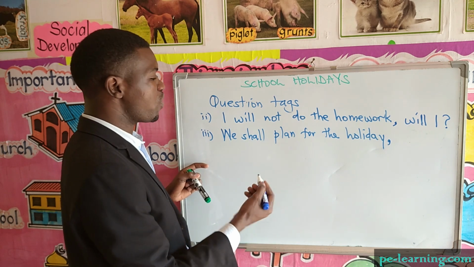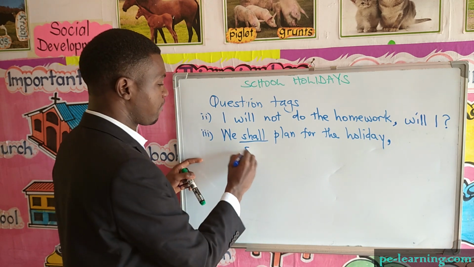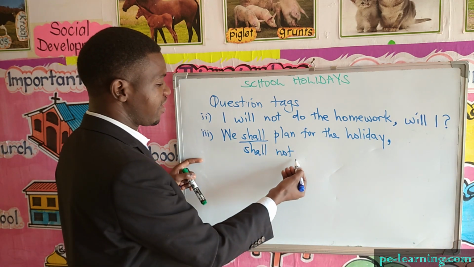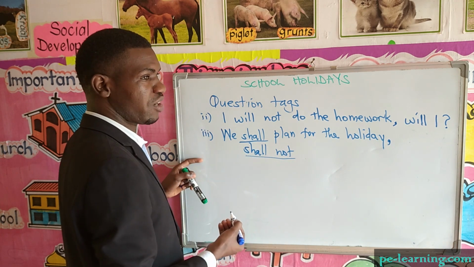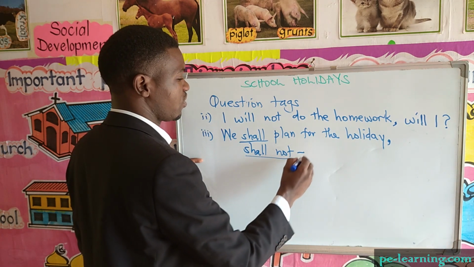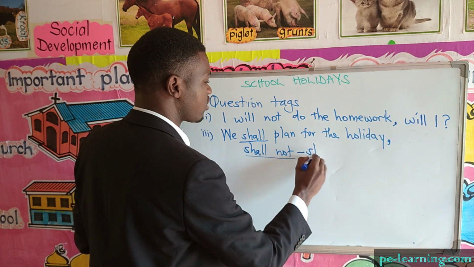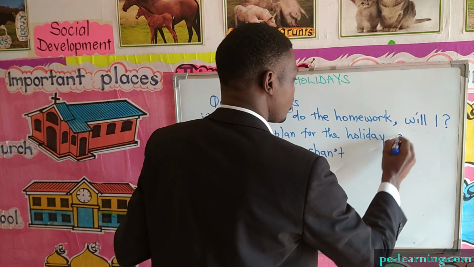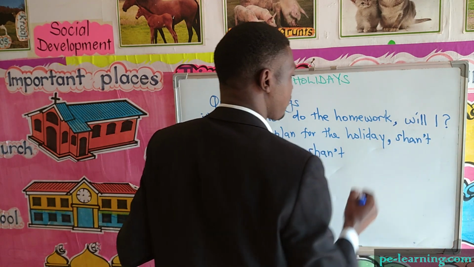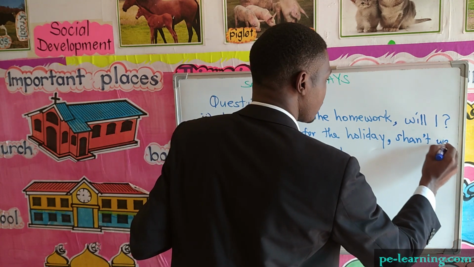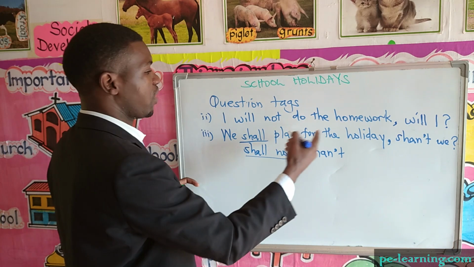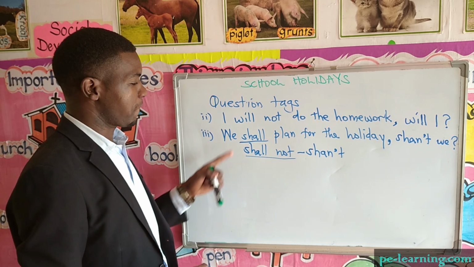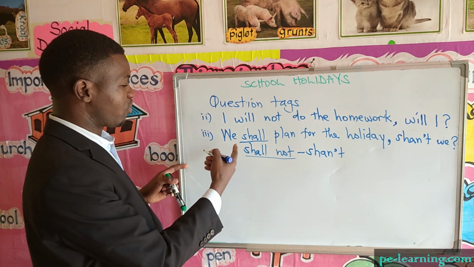The question tag here would be, we have to give the negative of shall, which is shall not. But like I said earlier on, instead of shall not, we have to form a contraction. The contraction from shall not is shan't. So the question tag here will be shan't plus the pronoun, which is we. We shall plan for the holiday, shan't we? So that is our question tag that is coming from this statement that we have.